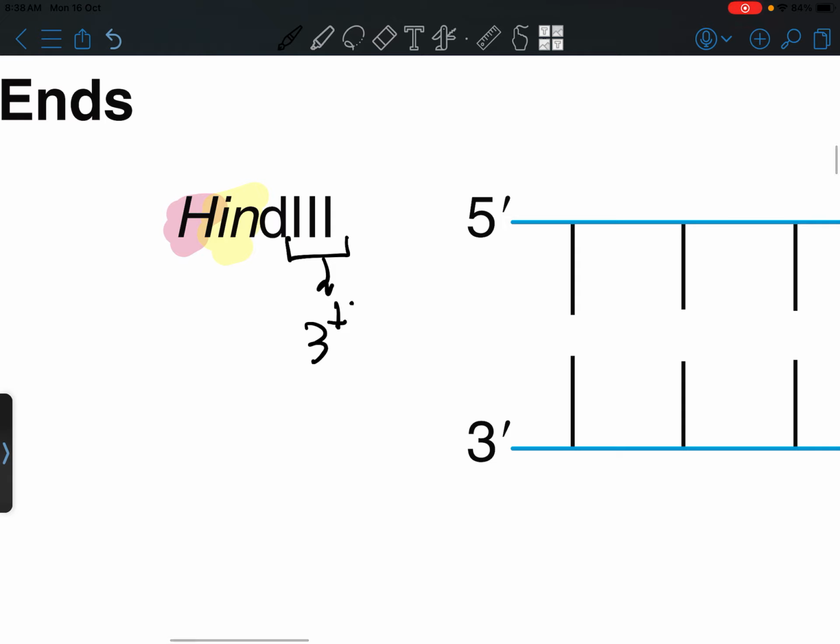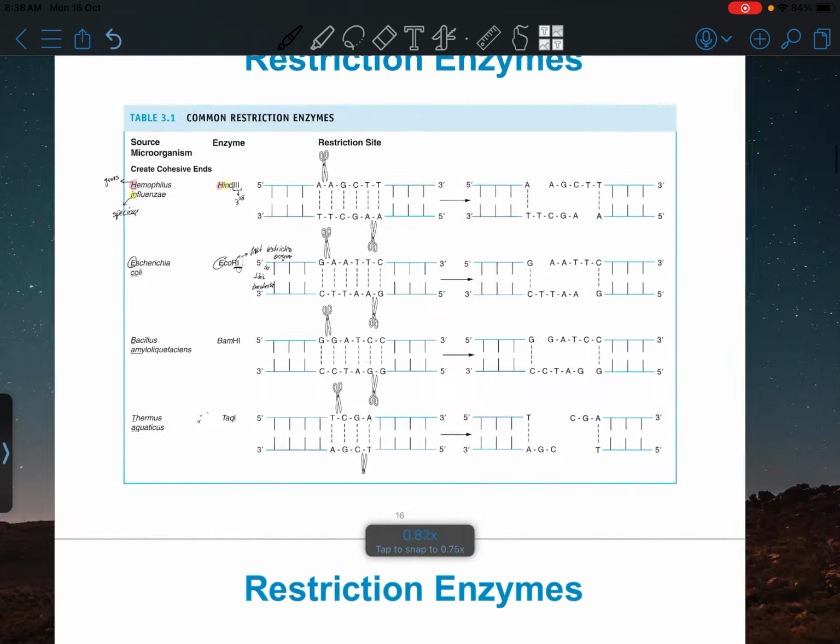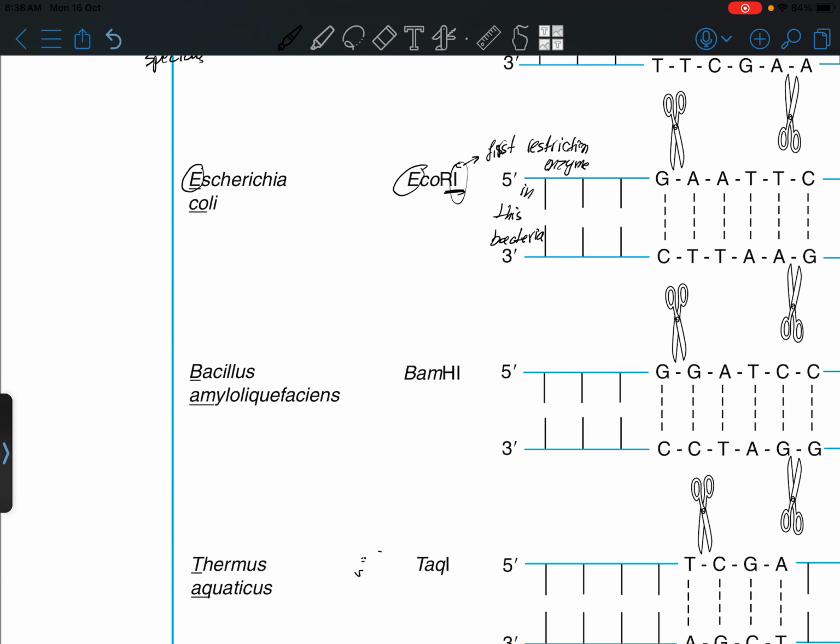And as you can see, here we have what? The restriction site, AAGCTT. Here we have another restriction site, GAATTC. The other one, GGATCC. This enzyme, and this enzyme. Okay. These three are called 6 cutters. 6 cutters means the restriction site consists of 6 nucleotides.